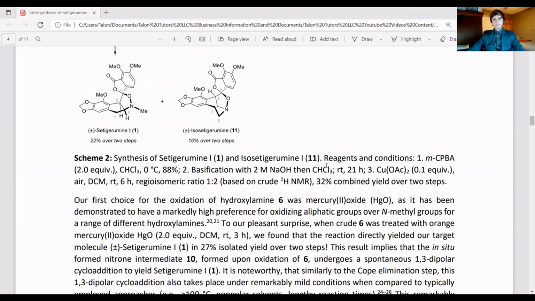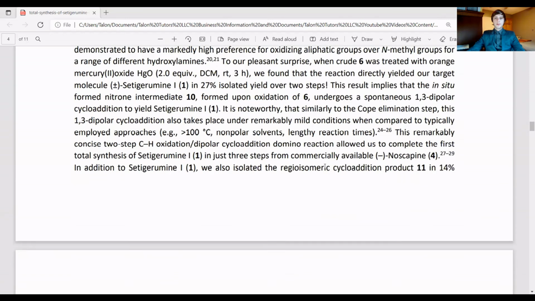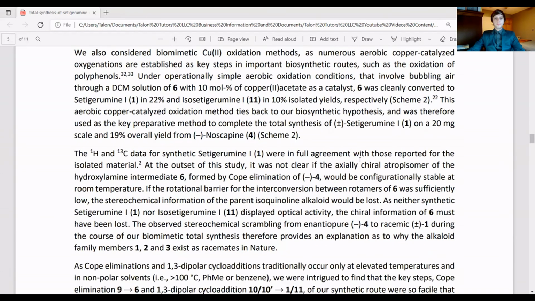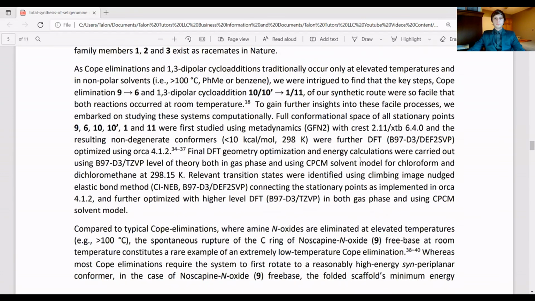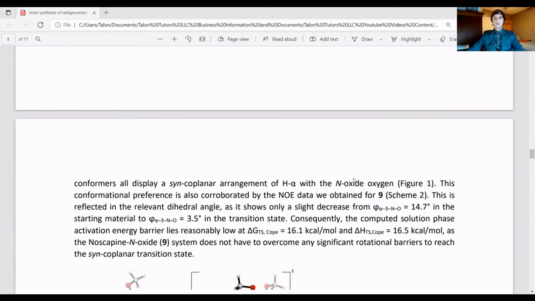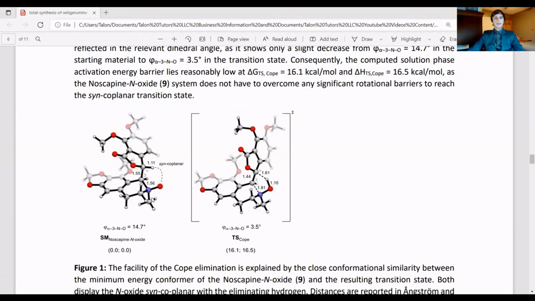And the researchers go into this. So going down, this just covers what we just talked about, where they use copper. Then they do computational chemistry to elucidate why this reaction occurs so easily. So in this figure right here, they have the Noscapine N-oxide, and what they realize is that once they break open that initial ring and form their Noscapine N-oxide, they have a syn coplanar dihedral angle, and the transition state for the coelimination is very similar to the intermediate. So the activation energy isn't very high to get to that transition state to undergo the coelimination.